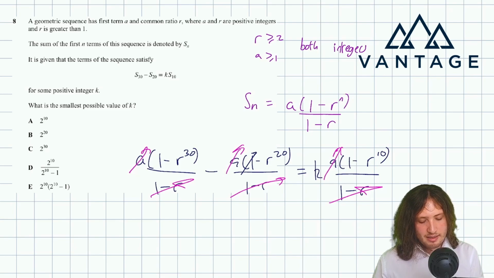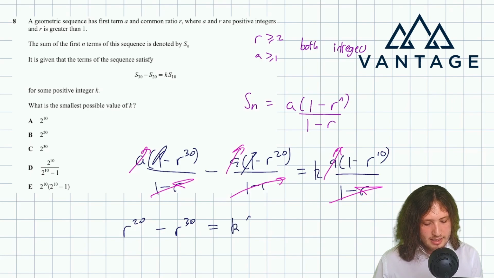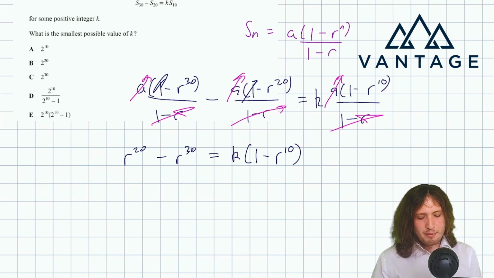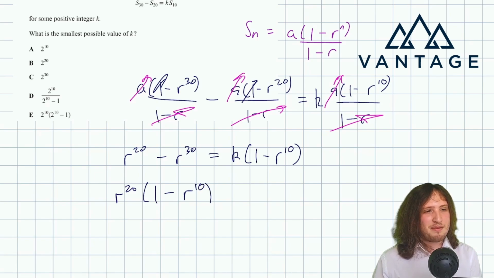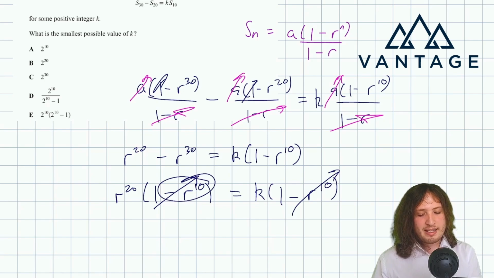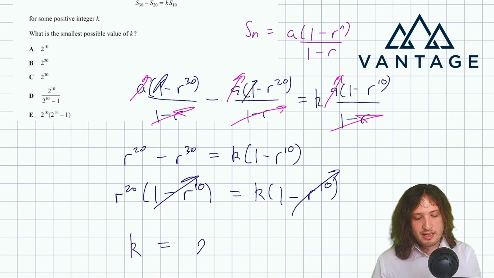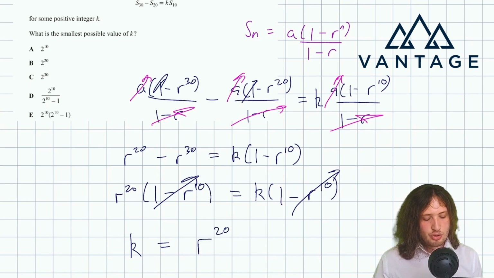So then these cancel as well, and I guess what I'm left with is r to the 20 minus r to the 30 is k(1 minus r to the 10). But then it gets even better because I can obviously pull out on the left a common factor of r to the 20, which gives me a factor of 1 minus r to the 10 that I can cancel on both sides. So I certainly know it's safe to cancel through this because if r is at least 2, there's no way that that factor is going to be a 0. So we've actually just found, without any serious work, an expression for k. We know that k is going to be r to the power of 20.